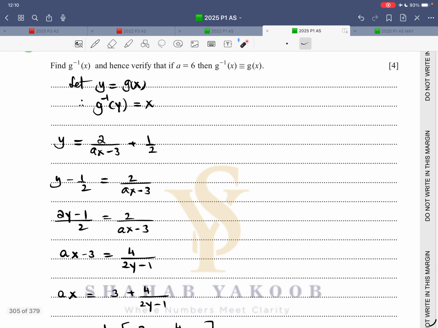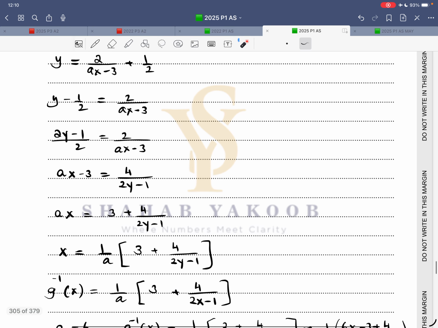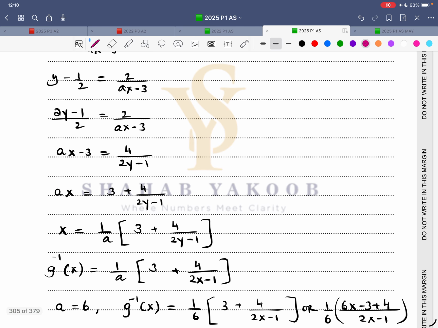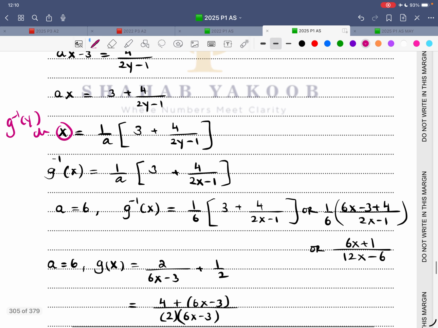So now we will write let y equals g of x. Therefore, g inverse of y equals x. That's the traditional way that we do it. So replace g(x) with y. Do the simplification. Make x the subject. Once x is the subject, x is technically g inverse of y. But we have a habit of writing everything in terms of x, so we will write it like this. g inverse of x is such and such. This thing is done.